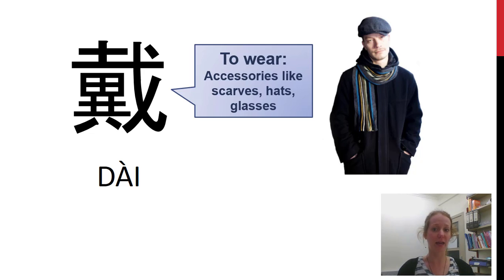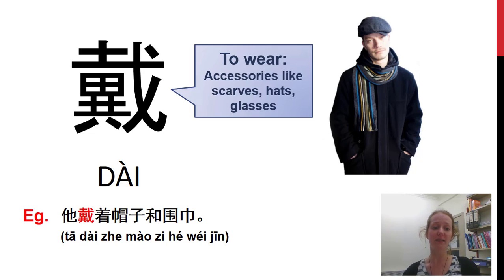accessories. Things like hats and scarves and glasses, things that we can add on top. For example, 他戴着帽子和围巾. He is wearing a hat and a scarf.